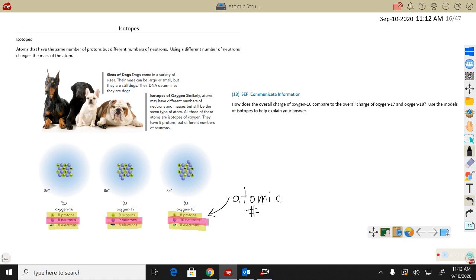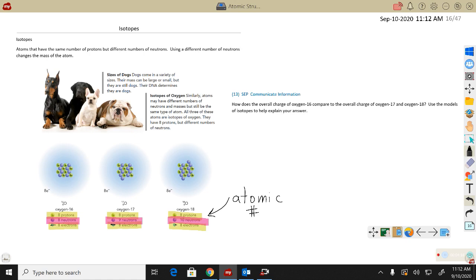Isotopes are atoms of oxygen identified by the fact that they all have eight protons, but they just have different numbers of neutrons. And again, the role of a neutron is to add mass and stability. So who really cares? It's totally fine. All they do is change the mass.